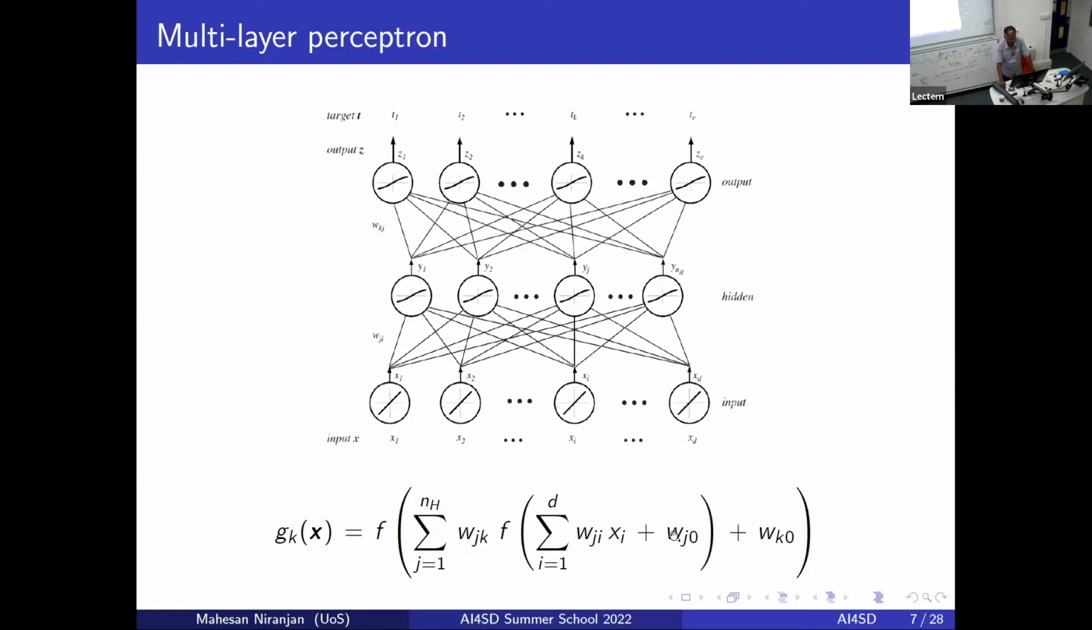Here is a weighted sum of inputs plus a bias term. A nonlinear function of that is what any of these hidden units would output. And then a weighted sum of those is what any of those output units would output.